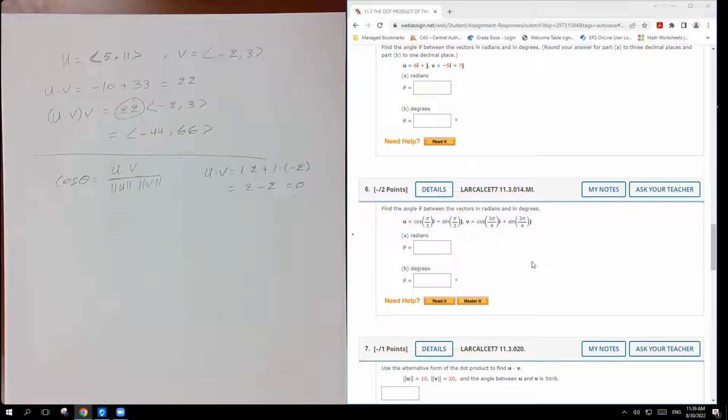How are we going to work on this one? We're going to do exactly the same thing, but be careful. Careful with the angles. I think this is going to be the hardest one. Okay.